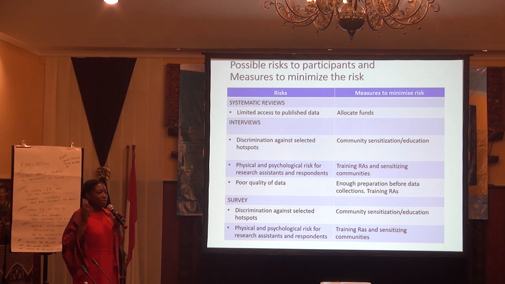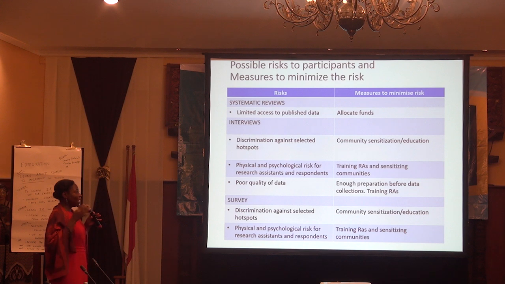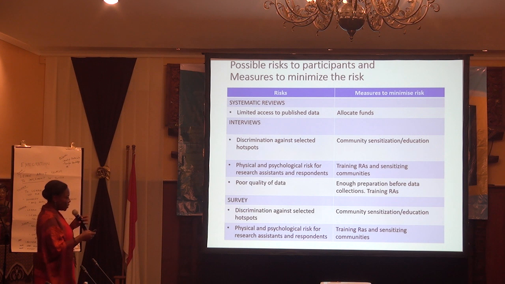It's not always easy for you to access some of this published data. So in case there is prohibition, there is limited access, what do you do? So we are saying that we need to allocate a lot of funds, because some of them you need to buy them. Okay, so that is the major thing that we found at the project level.